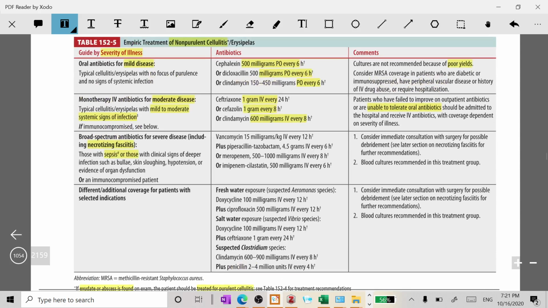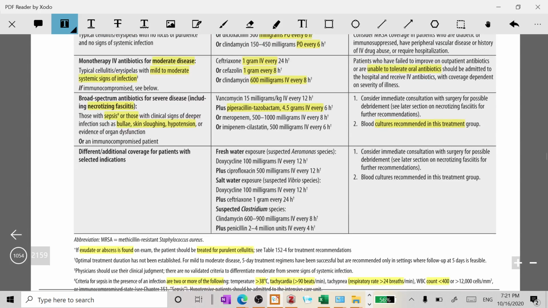Patients with sepsis, or with clinical signs of deeper infection such as bullae, skin sloughing, hypotension, or evidence of organ dysfunction, or who are immunocompromised, should be administered broad-spectrum antibiotics, which include vancomycin 15 mg per kg IV every 12 hours plus piperacillin-tazobactam 4.5 grams IV every 6 hours, meropenem 500 to 1000 mg IV every 8 hours, or imipenem 500 mg IV every 6 hours. Consider immediate consultation with surgery for possible debridement. Blood cultures are recommended in this treatment group.